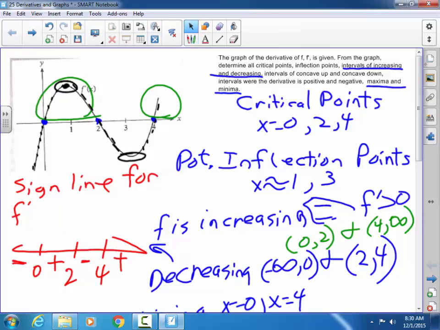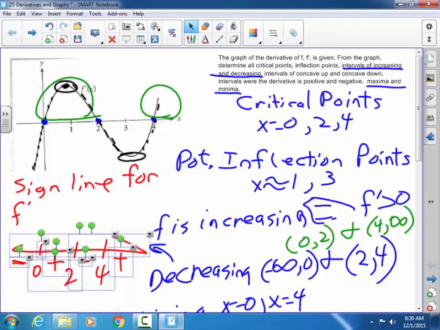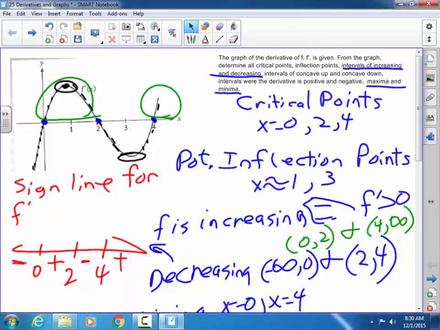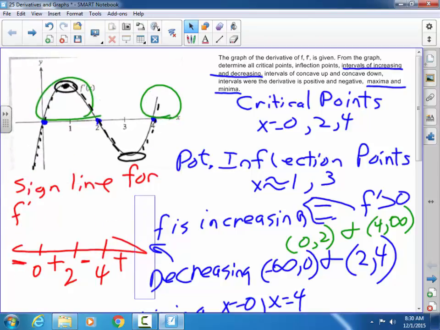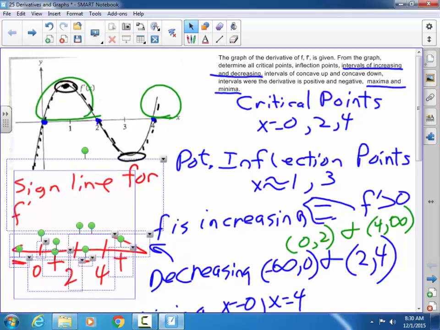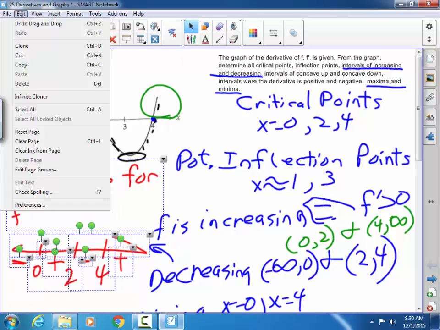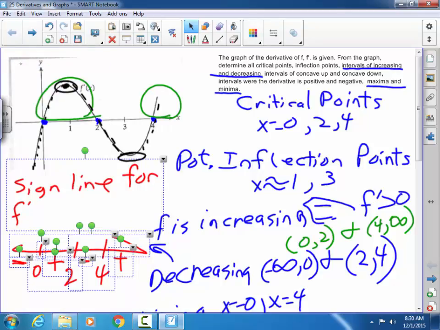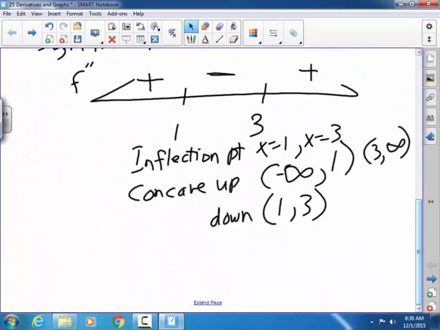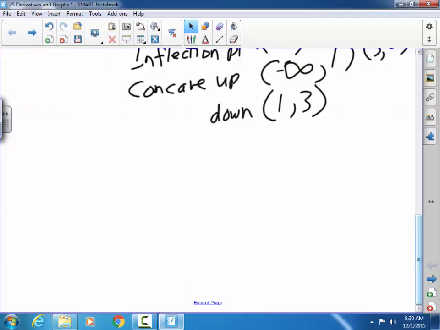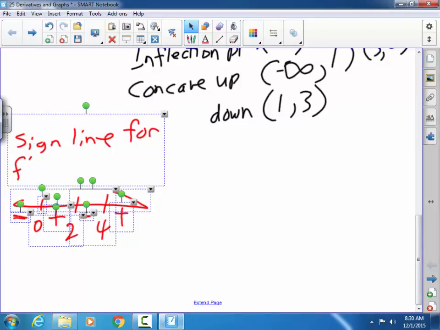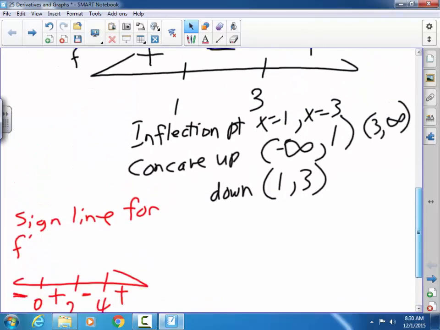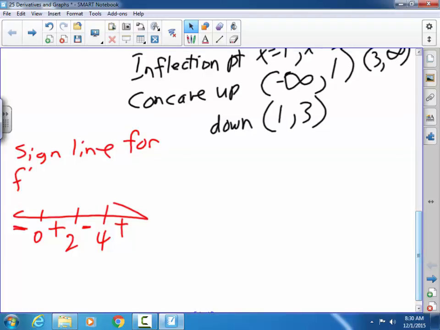Let's see. I'm going to take this. Actually, I'm not going to do that. I'm going to take that, copy it down the page here. All right. Now we've got the first derivative and the second derivative sign lines here. I think we can sketch out basically what this graph looks like now.